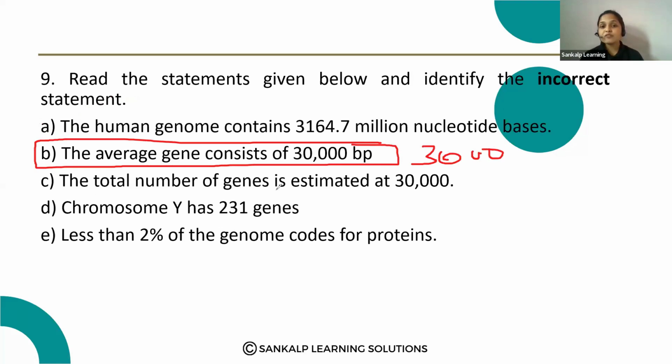The total number of genes is estimated at 30,000. Chromosome Y has 231 genes. That is also correct. Less than 2% of the genome codes for proteins. That is also a correct sentence. Option B is the wrong answer.